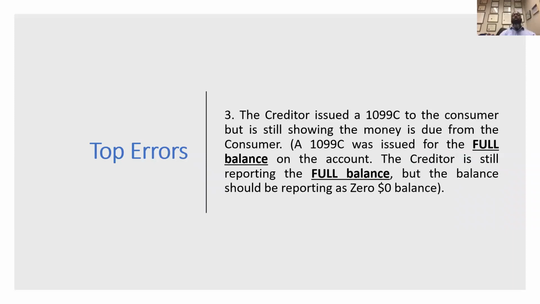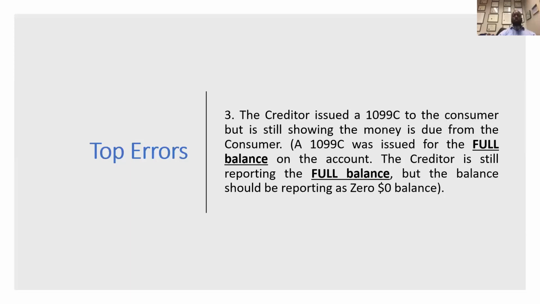Another error. The creditor issued a 1099-C to the consumer. Now, a 1099-C or a 1099 is used when you pay a contractor, or in this context, when you forgive a debt, when you write off a debt, when we're not going to collect. This is not complete. It's different from charging off.